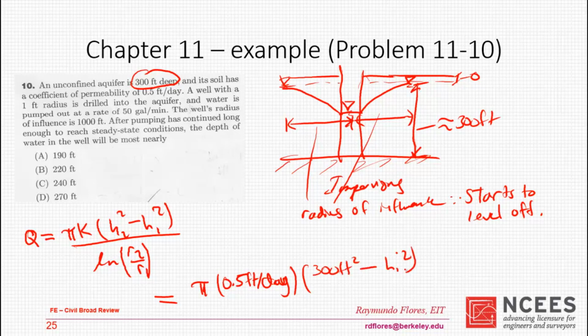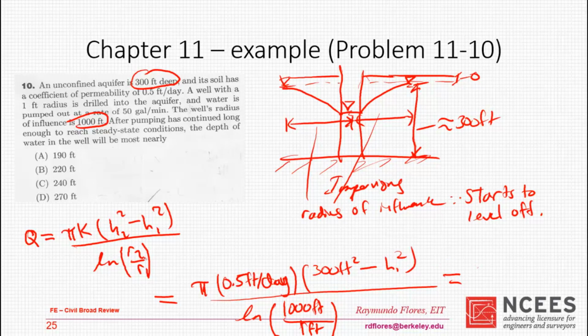And then we don't know this one. And then divide that by ln of R2. Remember, R2 is whatever is going out there, so it's the radius of influence, so it's 1,000 feet. And then R1 is the radius of the well, so it's equal to 1 foot. So that's going to be equal to Q, which is, we said, is 50 gallons per minute. Now we just have to solve for H1.